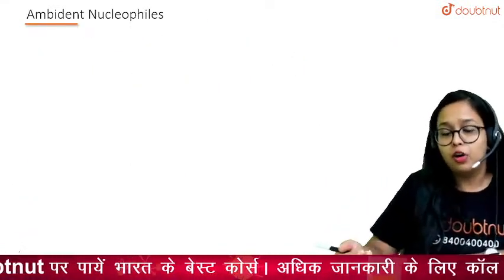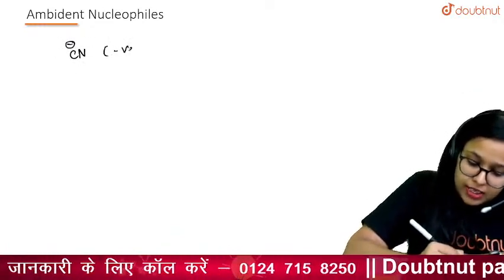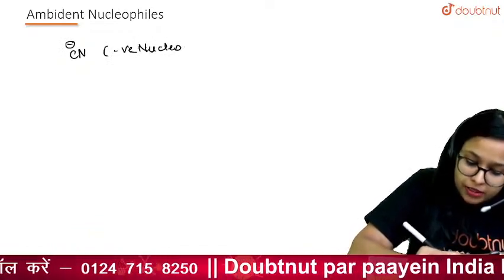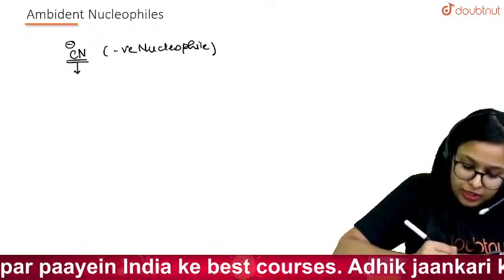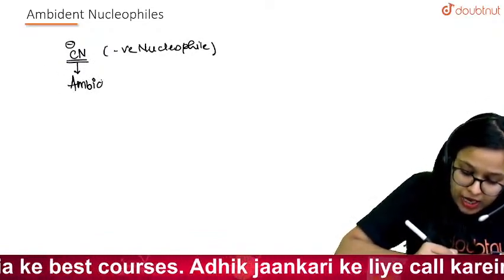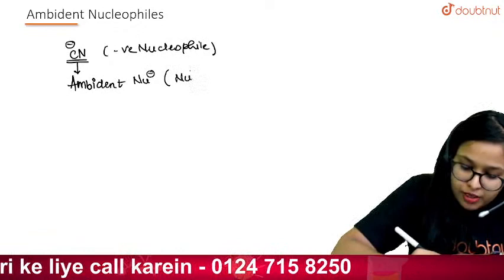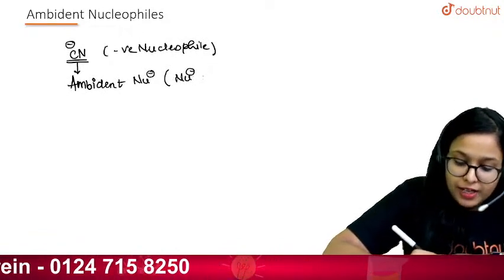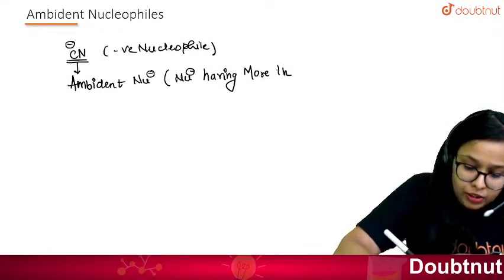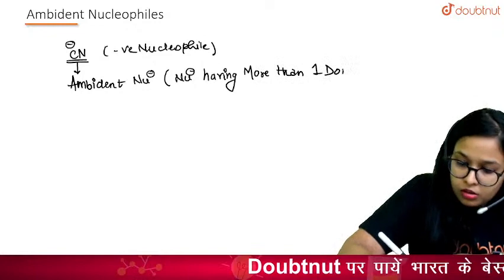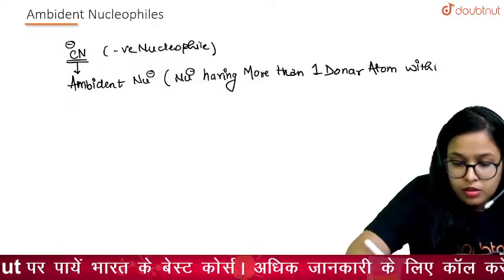Ambident nucleophiles are normal nucleophiles. For example, if I talk about CN minus, you say this is a negative nucleophile, that is okay, but this nucleophile particularly is known as an ambident nucleophile. What are ambident nucleophiles? Ambident nucleophiles are the nucleophiles which have more than 1 donor atom within them.